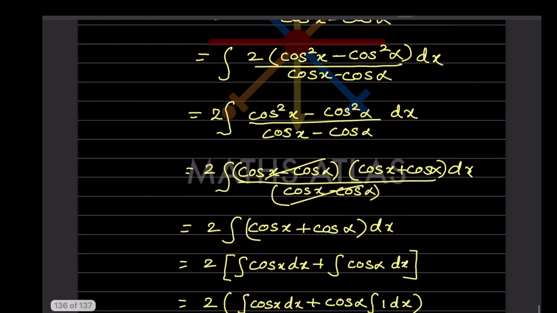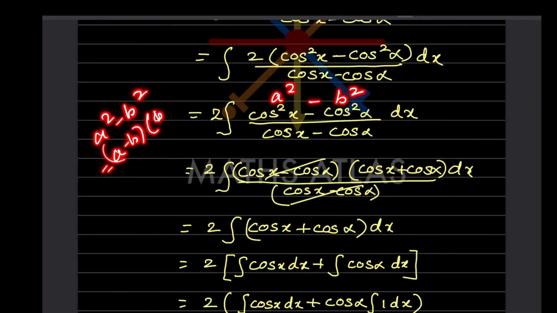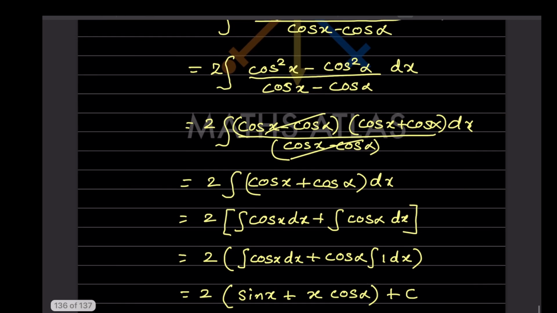So now we can also write this one, this is nothing but in the form of a square minus b square. So you know whenever there is a square minus b square, it will be a minus b and a plus b. So what will we write over here? That will be cos x minus cos alpha, and the other place you will write cos x plus cos alpha, and the denominator is the same. So now again 2 will be same, but now we can cancel out this one. So what remains over here is cos x plus cos alpha. So now this 2, again it will be outside.